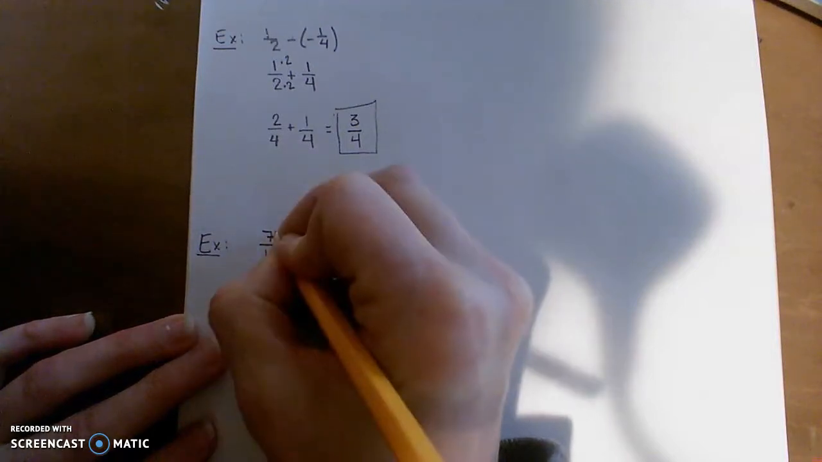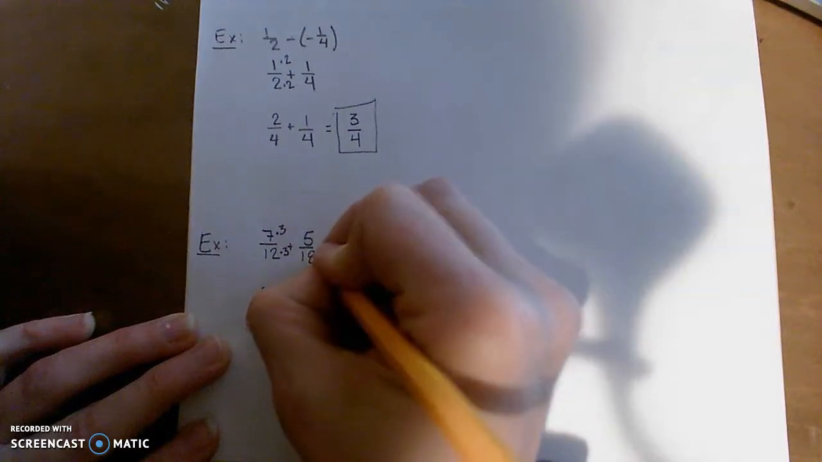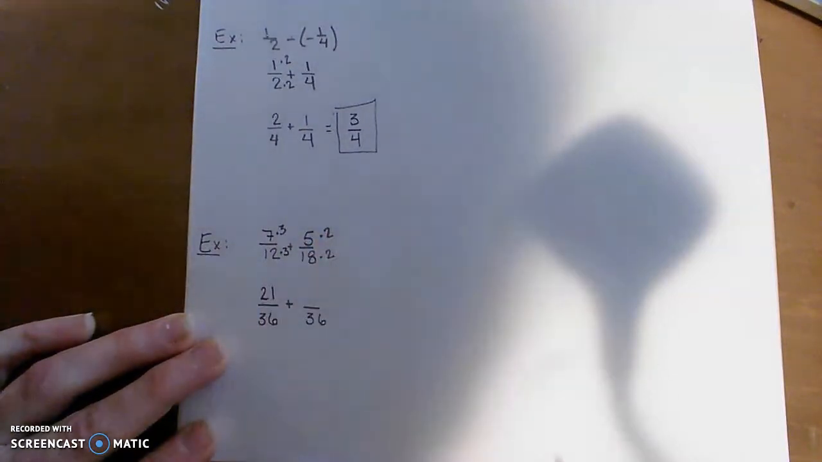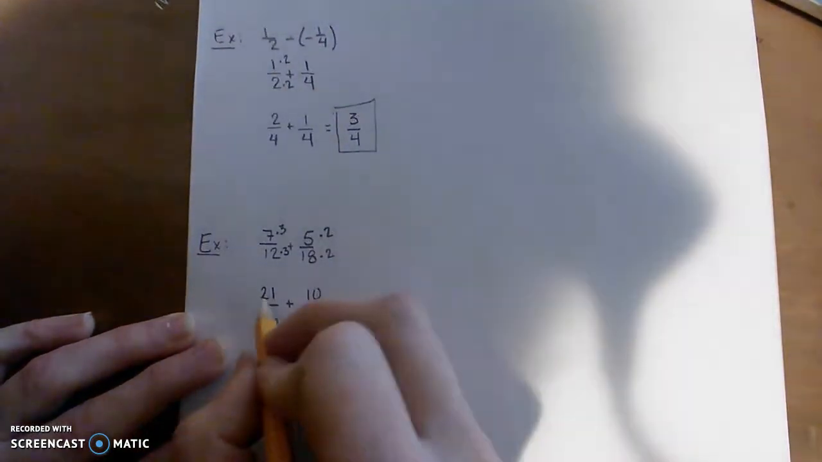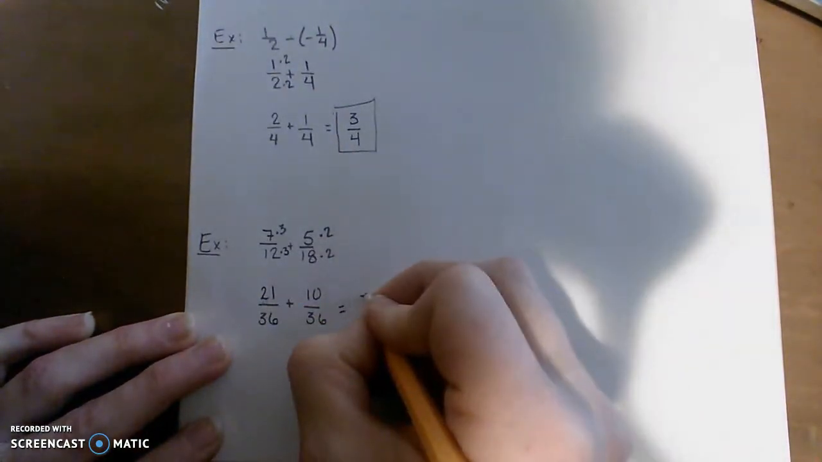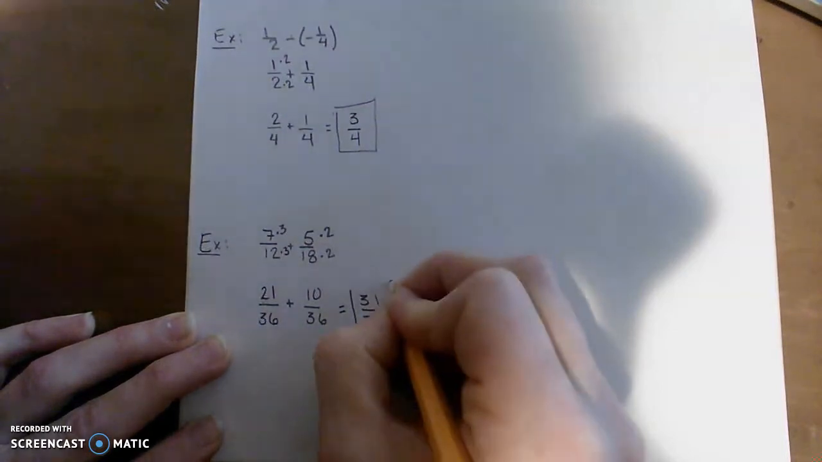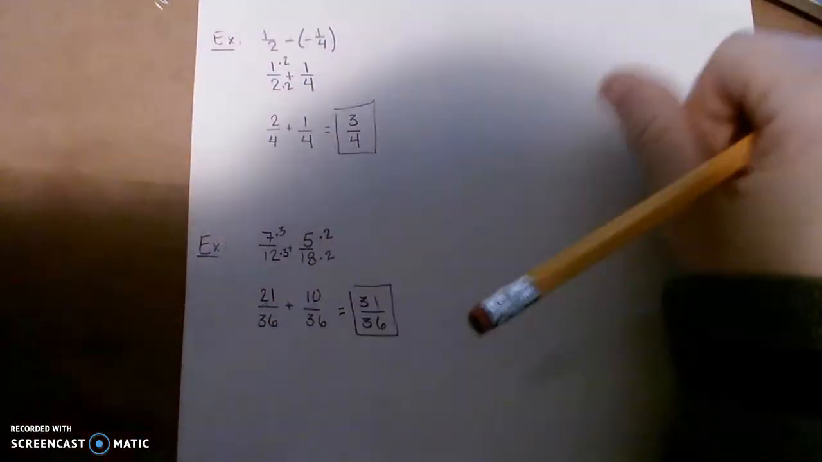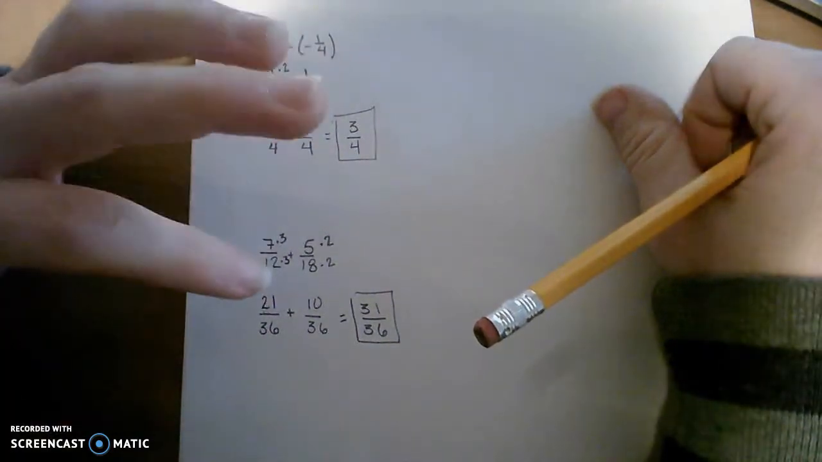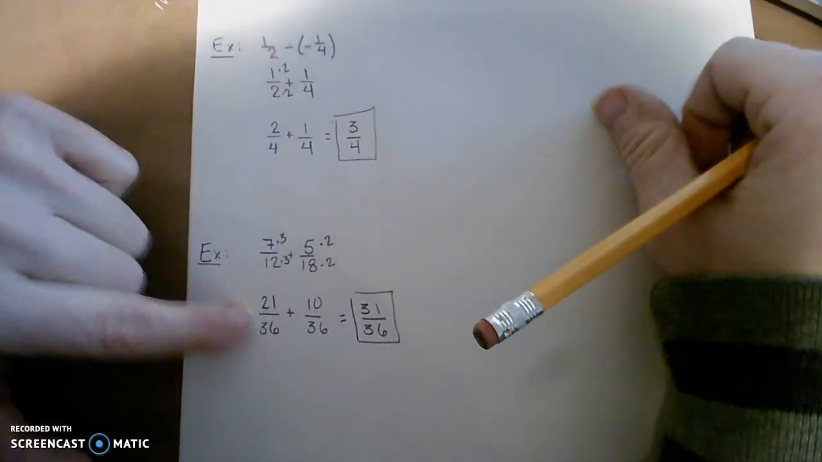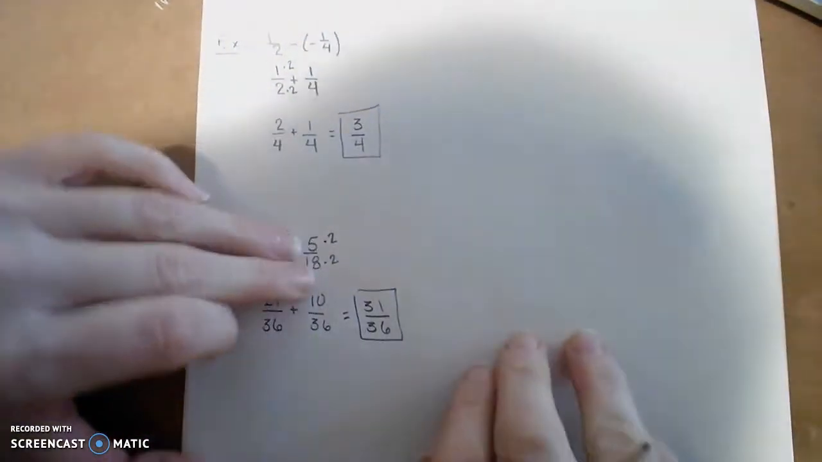12 times 3 is 36, so I'll do times 3 times 3, 21/36. And 18 times 2, so I'll do times 2 times 2. This gives me 10/36. So now to add these together, I could do 21 plus 10, which gives me 31, and the denominator stays the same. So really, when you're adding fractions together, the only part that requires work is changing your fraction to an equivalent fraction with the least common multiple as the denominator.